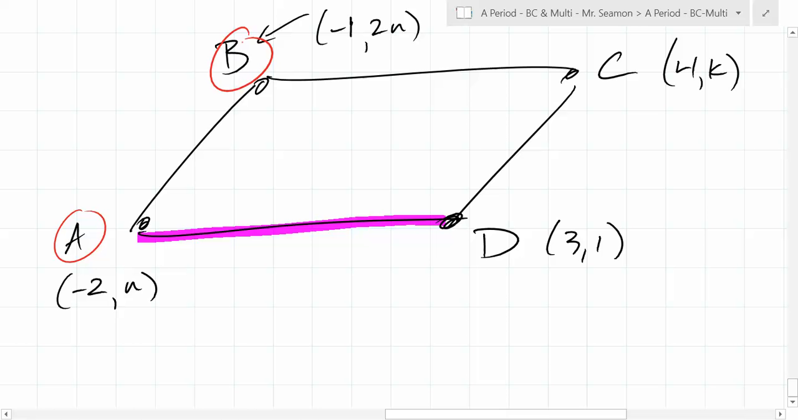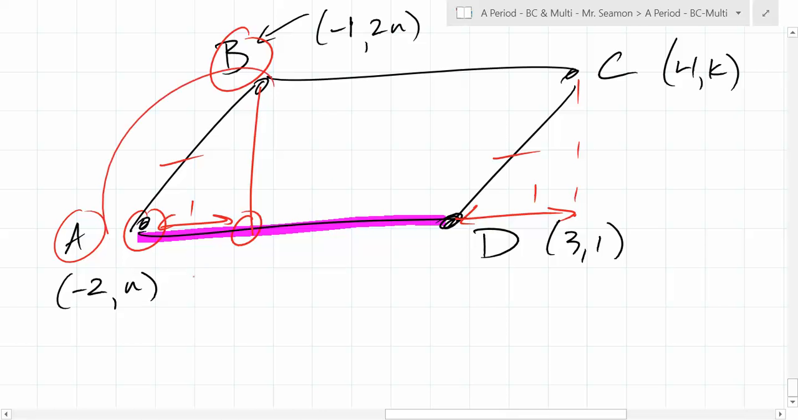What's the difference between the x values between A and B? How far over to the right do you go? So from here to here, what is it? 1. If I drew this right here, what's this distance? 1. So here's the thing. This is 1. That's 1. You know this is a parallelogram, so this side is congruent to that side, correct?